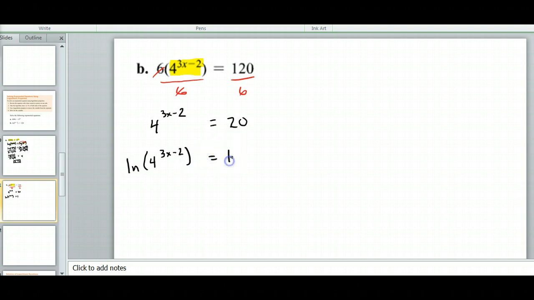Alright, natural log of 20 over here. Now, what does this allow me to do? It allows that exponent to come down in front. Now the exponent has subtraction in there, so I am going to need to put parentheses around that exponent, because the power rule allows us to multiply the power times the log of the base. So because of that, I do need parentheses around that.